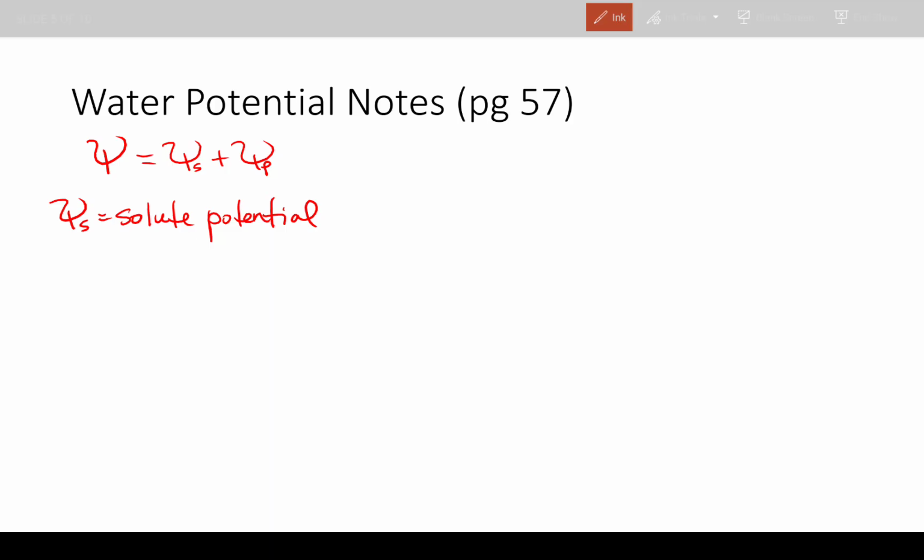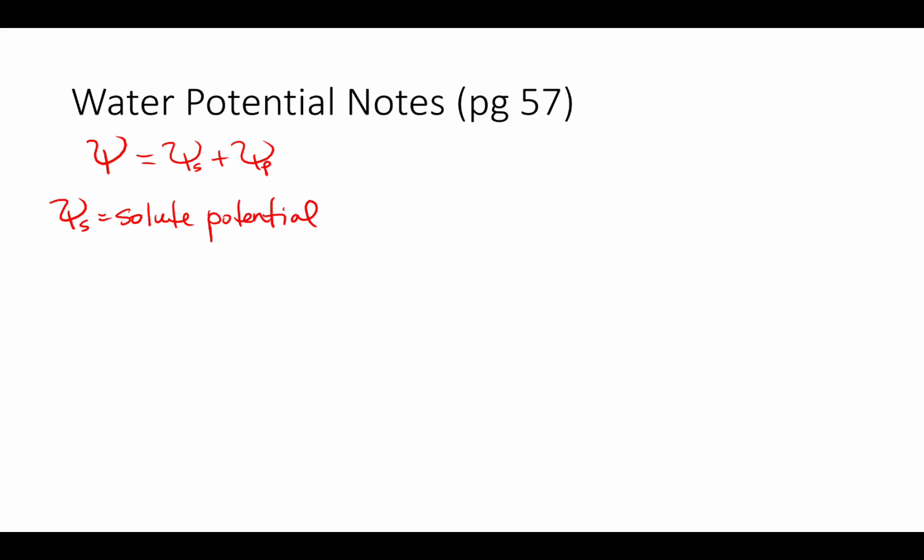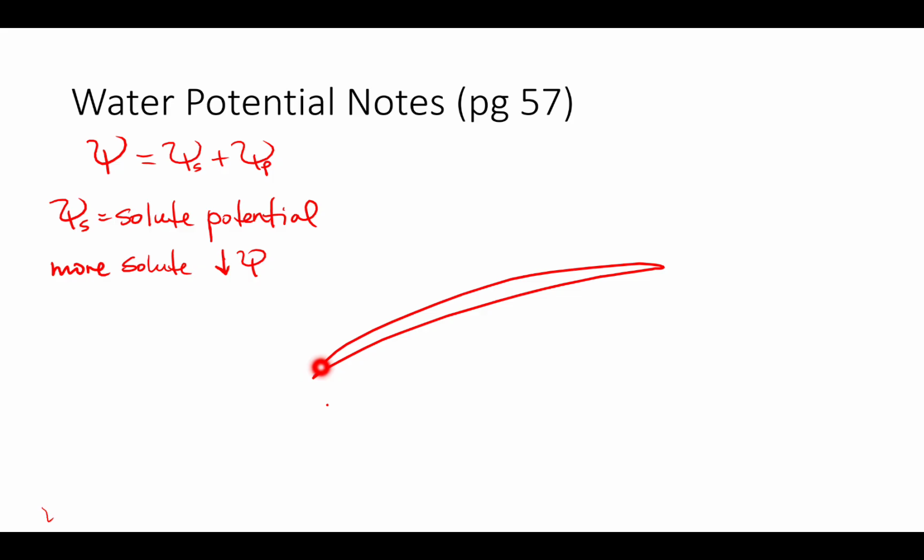So solute potential has to do with the amount of solute in something. As you add more solute, then the water potential is going to go lower. Now, solute potential, from everything I've ever seen, is always negative.